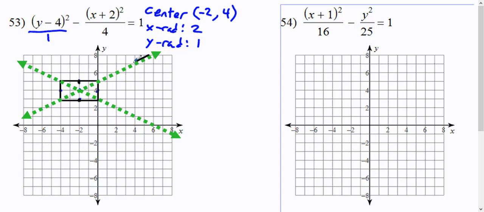So go with your asymptote, touch the point we have marked off, and finish the curve. With the asymptote, touch the point we marked, and go with the other asymptote. There's our hyperbola.